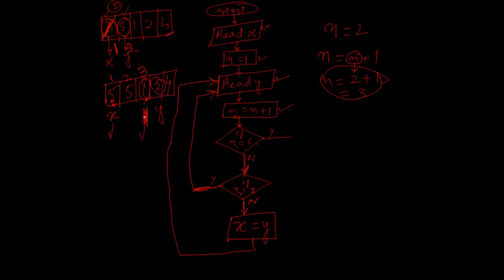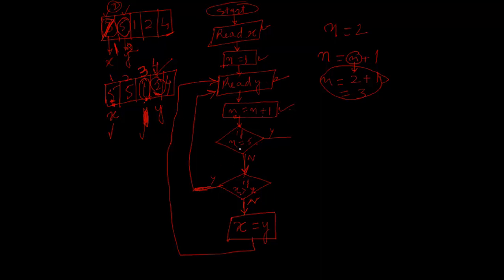Now this y will not be here. This will be holding now this 2. Okay. This y will hold now this 2. And then n is equal to n plus 1. So n was equal to 3. Now it will be n plus 1. That means 3 plus 1, that is equal to 4. Now n will be equal to 4.